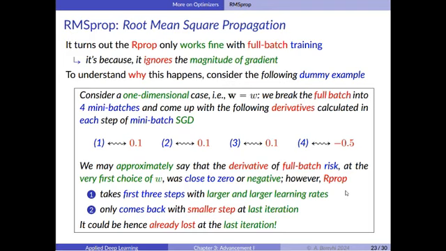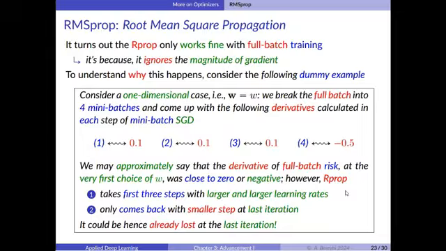We saw RProp, which was the resilient backprop, and RProp only works fine when we are training in a full batch setup. And why? Because it ignores the magnitude of the gradient. It only cares about its sign, it doesn't care about its magnitude.